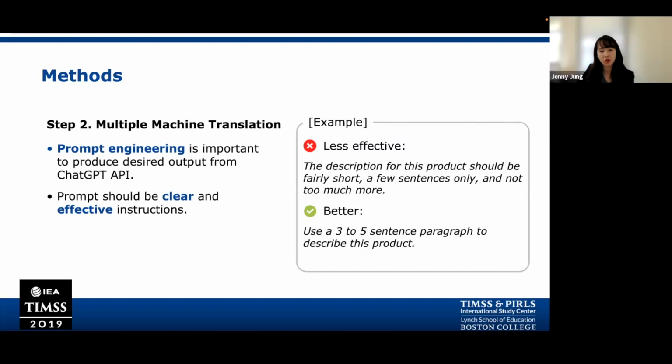Now, here is an example of a less effective prompt and a better prompt. The less effective prompt says that the description for this product should be fairly short, a few sentences only, and not too much more. It is too vague and too general, so it is less effective at achieving our desired outcome. However, when you check the better prompt here, it says use a 3 to 5 sentence paragraph to describe this product. So it is more straightforward, clear, and effective. So it is very important to test different prompts and find out the best prompt that works with our research.